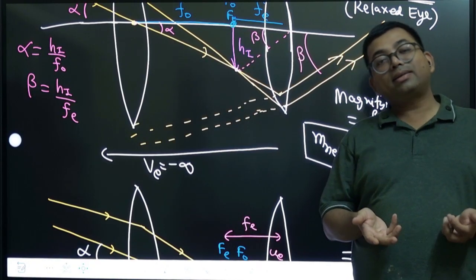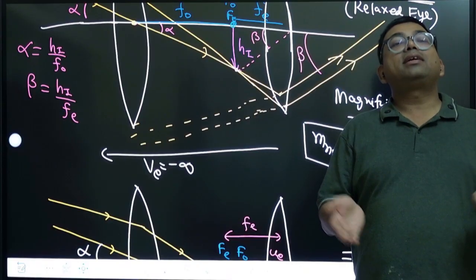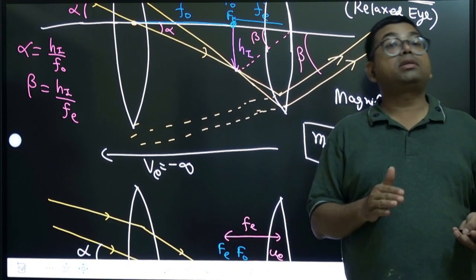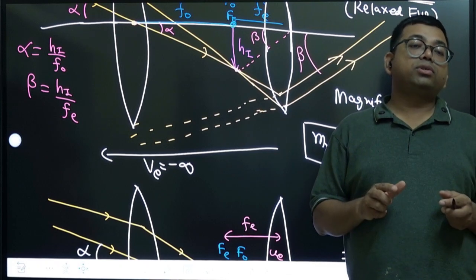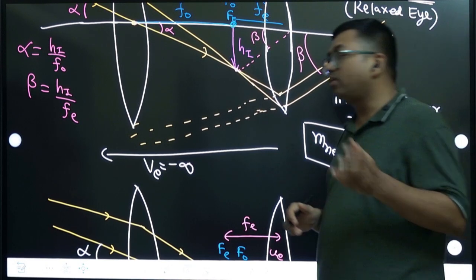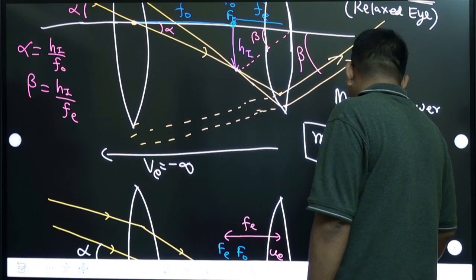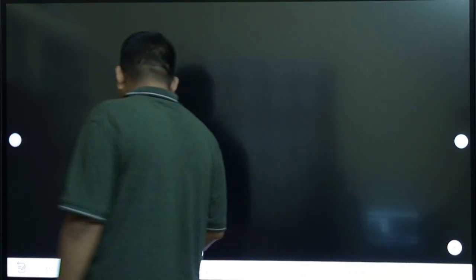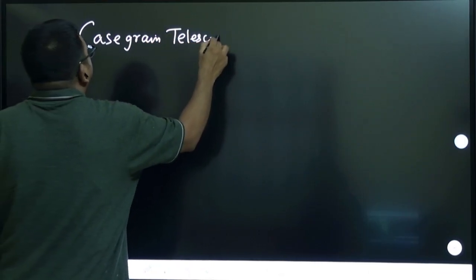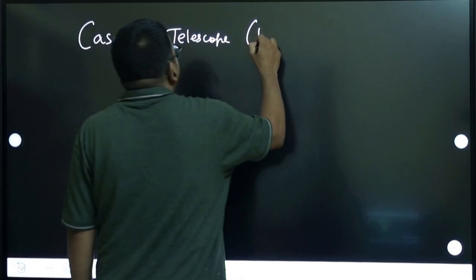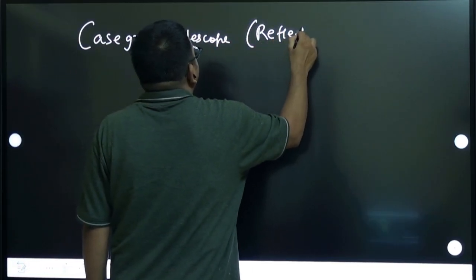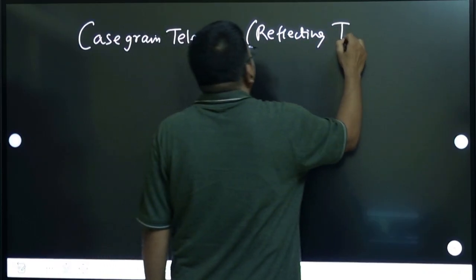So how do we correct it? We will have a problem, which is why we are going for mirrors now. Mirrors are used for making the telescope. That is called the Cassegrain telescope. So the Cassegrain telescope is a reflecting telescope.